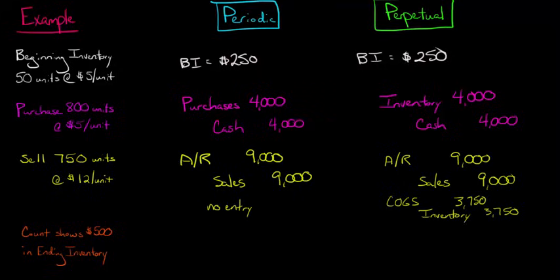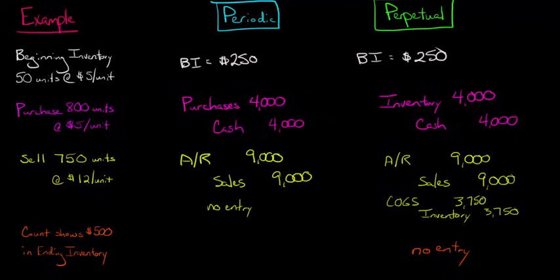And so now we're saying, okay, look, let's do a count and see what's in our ending inventory. And it shows we have $500 in ending inventory. Now with the perpetual method, we don't have to make a journal entry. Now there's no entry required. Why is that? Because we've been updating the inventory account.